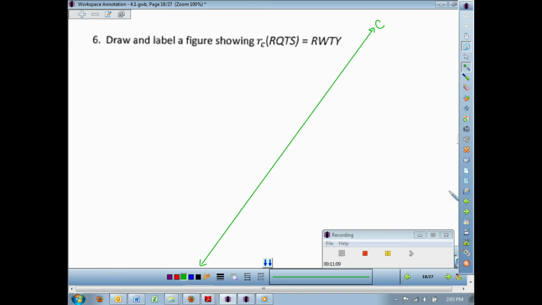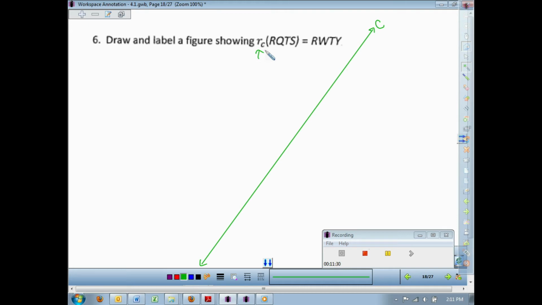All right. Moving on, number 6 says, draw and label a figure that shows the reflection of RQTS over line C is RWTY. So they want us to start with our own figure. I have a line drawn already. That's where we got to start. The name of the line is C. I did that right here.